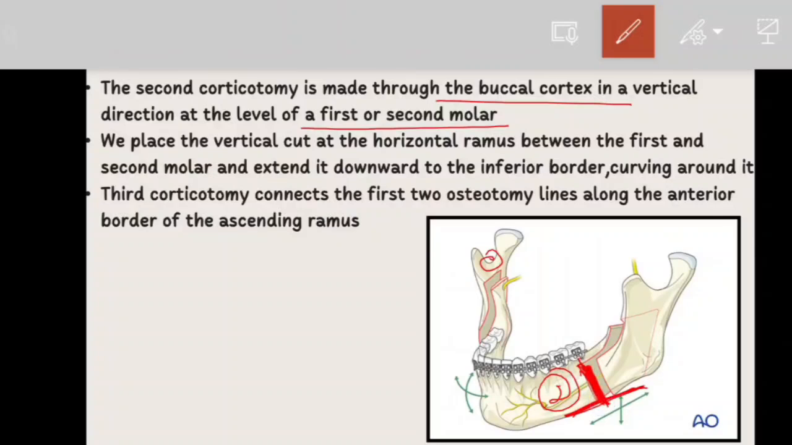Now the third cut connects the first lingual cut and the second buccal cut. It runs along the anterior border of the ramus like this. This one is first, this one is second and this one is third. The third one connects the first lingual cut and the second. Now all 3 cuts are connected.